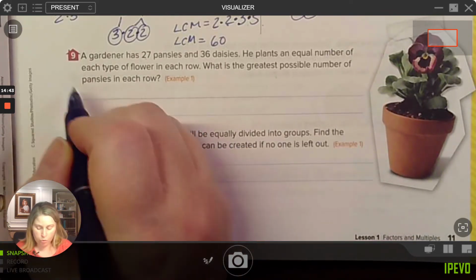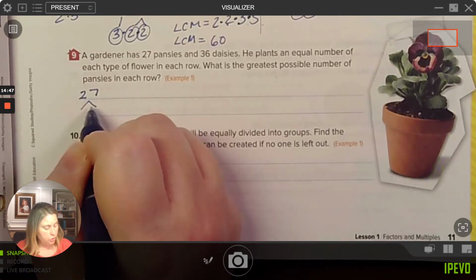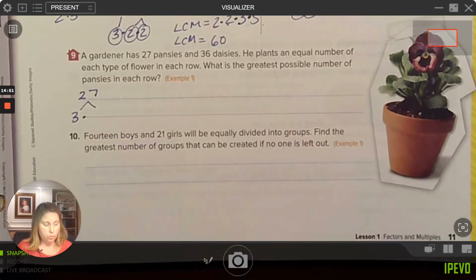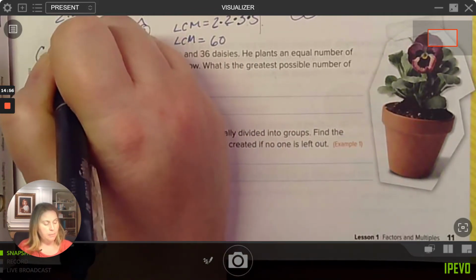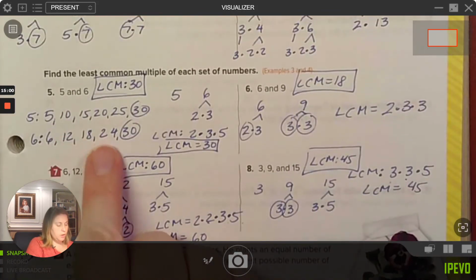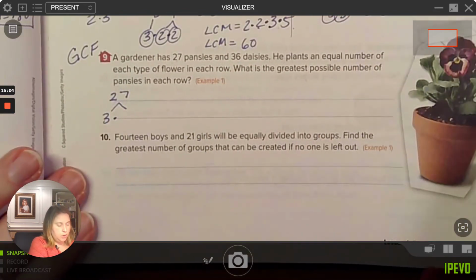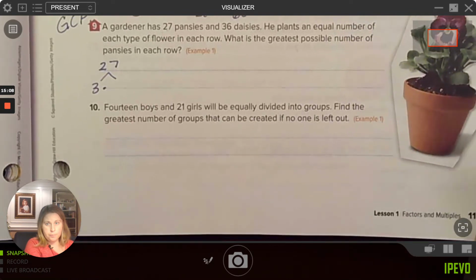Okay, so 27 can be broken down into 3 times, and so we're looking for the greatest common factor. Okay, we're looking at breaking these down into rows. Okay, we're not making it larger like with a multiple. We're not getting additional flowers. So these are the number of flowers that we have, and we're just breaking those down into rows to look for nice even numbers to plant.